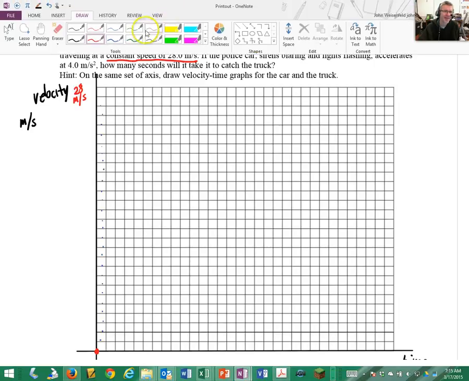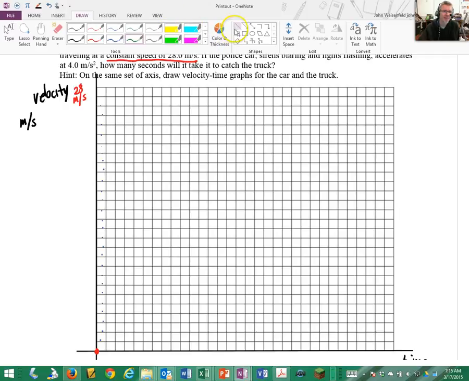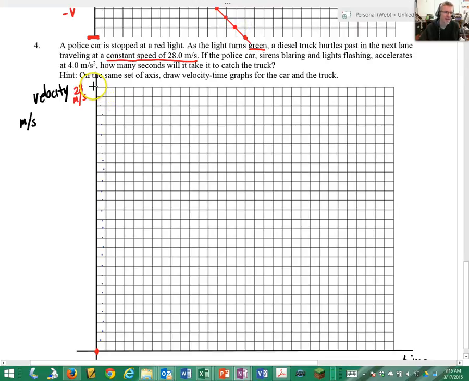So actually, let's draw the truck in green. So if the truck is going at a constant speed, its velocity looks like this. So from light turning green, it's going over here, and it's going 28 meters per second, like that. So the truck is just cruising along. Its velocity at every time is basically 28 meters per second. So this is all 28 meters per second. This is constant speed. So this is a flat line.